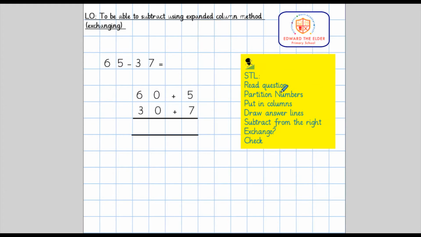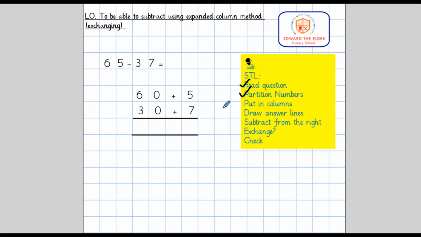So our first step to learning is to read the question. 65 take away 37 equals. We can tick that off. Our next step is to partition the numbers. So 65 becomes 60, add 5. And 37 becomes 30, add 7. We can tick that off.